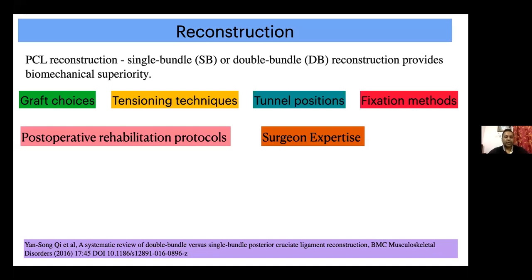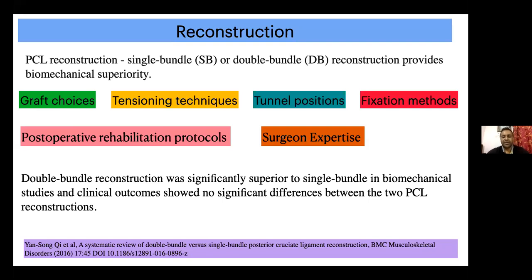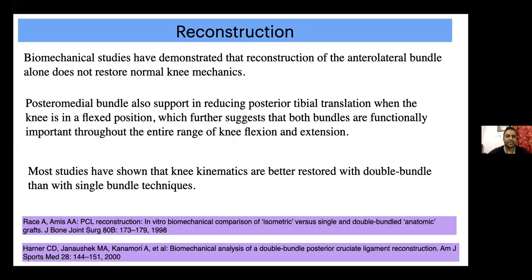But Q et al. have done a study about 4 years ago in 2016, a systematic review of double bundle versus single bundle posterior cruciate ligament reconstruction. They have stated that double bundle reconstruction was significantly superior to single bundle in biomechanical studies, and clinical outcomes showed no significant difference between the two PCL reconstructions.